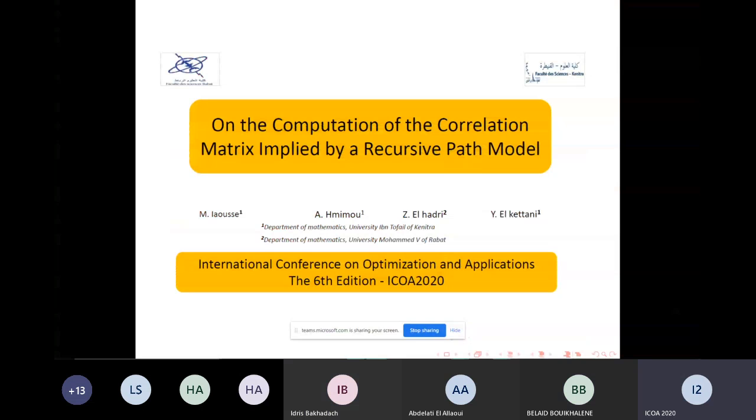Hello everyone. I'm going to present some conclusions of path analysis, the conclusion of the correlation matrix applied by our path model. First of all, I would like to take the opportunity to wish all of you a great quarantine.